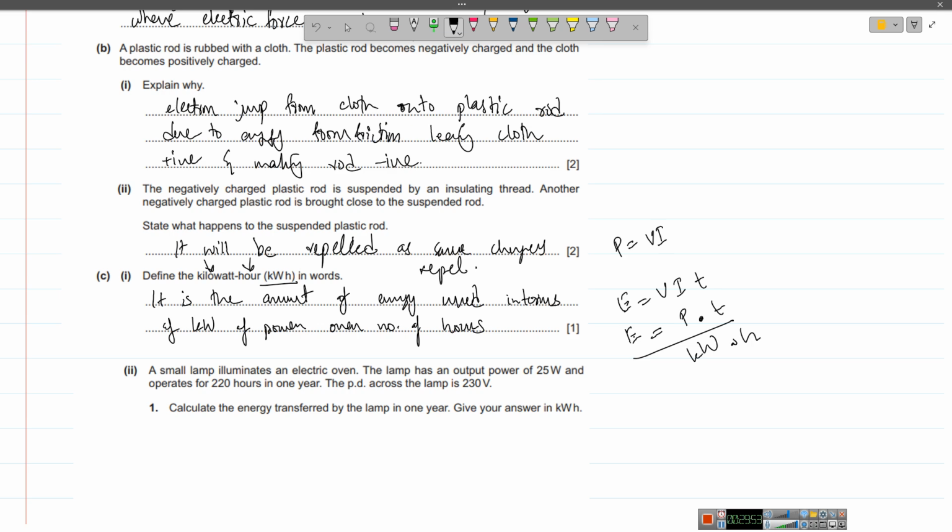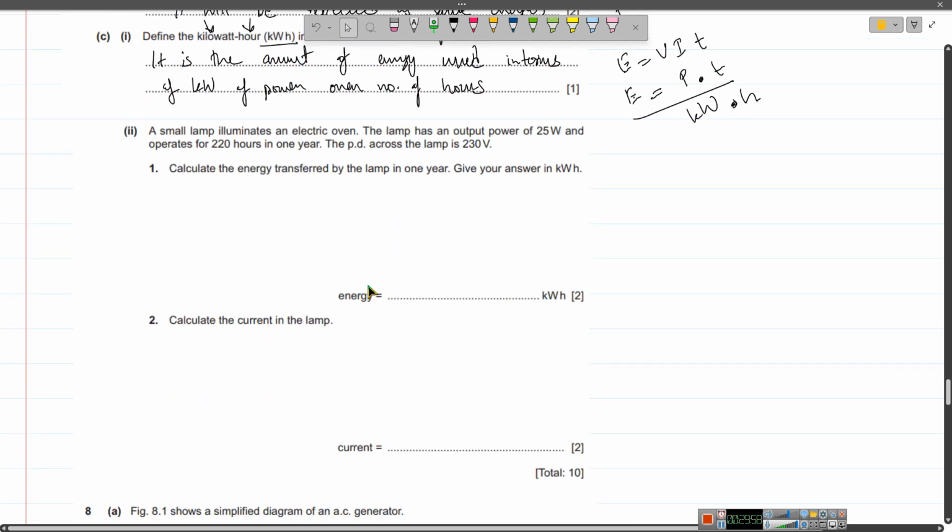And this is in hours, so it becomes kilowatt hour, right? A small lamp illuminates an electric oven. The lamp has an output of 25 watts and operates 220 hours in 1 year. The potential difference across the lamp is this much. Calculate the energy transferred by the lamp in 1 year, give it in this unit.